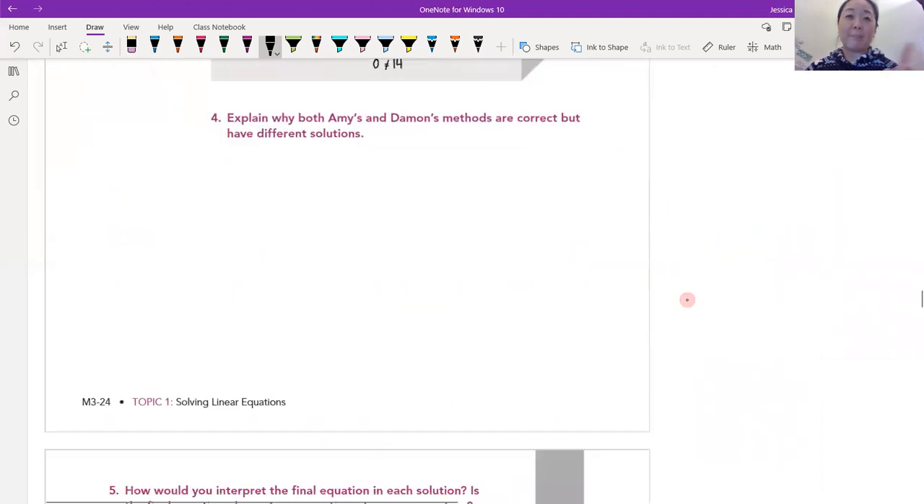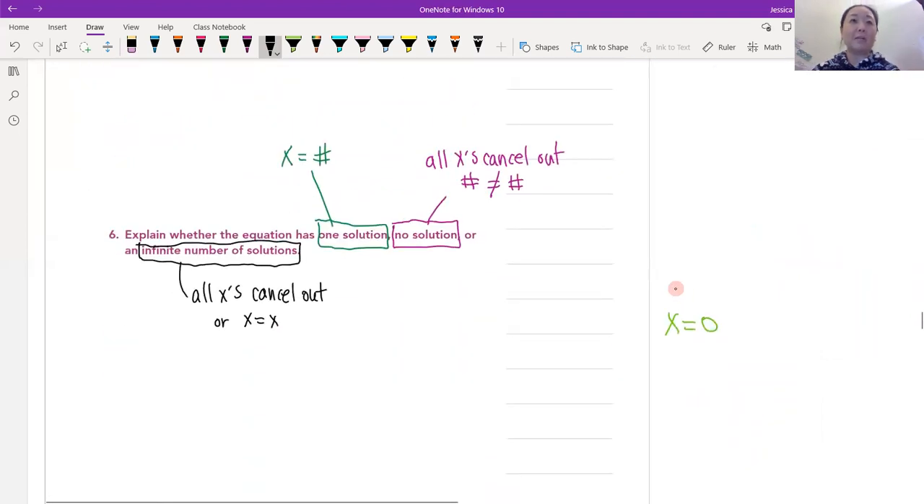So as a wrap up, you might want to write this in your notebook or something like that. Not this whole sentence, but I would write down infinite number of solutions, or infinitely many solutions, whatever way you want to say it. So how do we know if it's that? Basically all the x's cancel out, right?